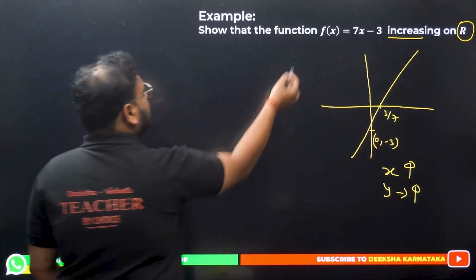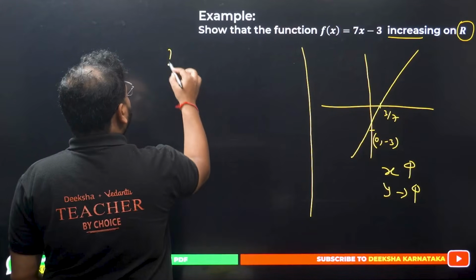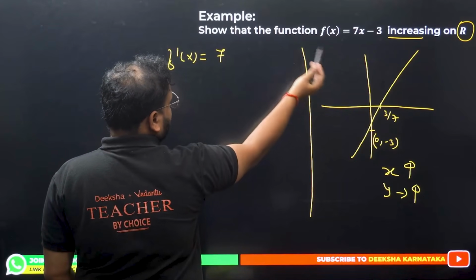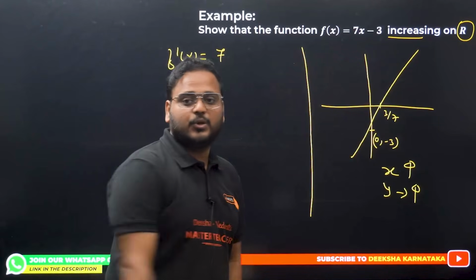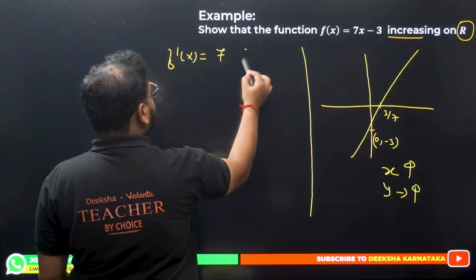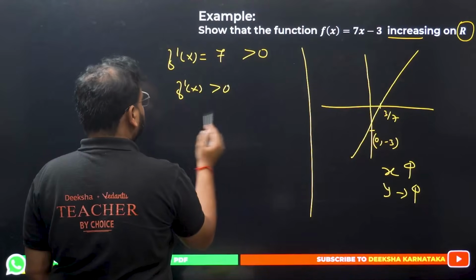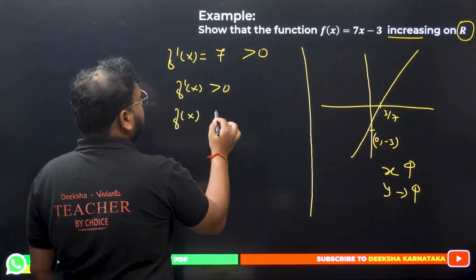Otherwise, what you can do? Use the derivative approach. Simply find the derivative. You're going to get this as 7, right? It will be 7x, so the derivative is 7, and minus 3 is 0. 7 is a positive number. Whenever you get the derivative as positive, it means the given function will be increasing in nature.